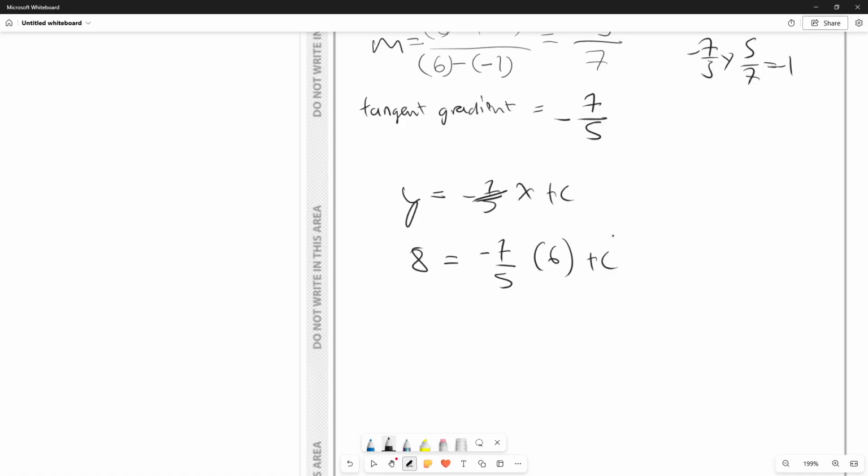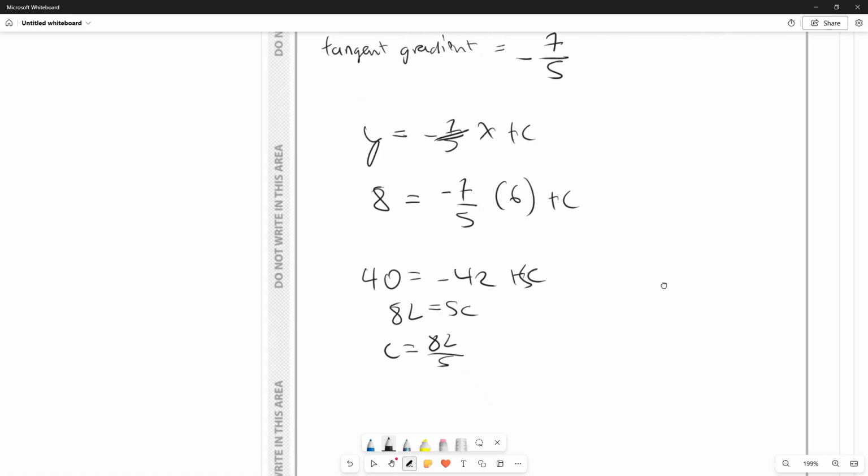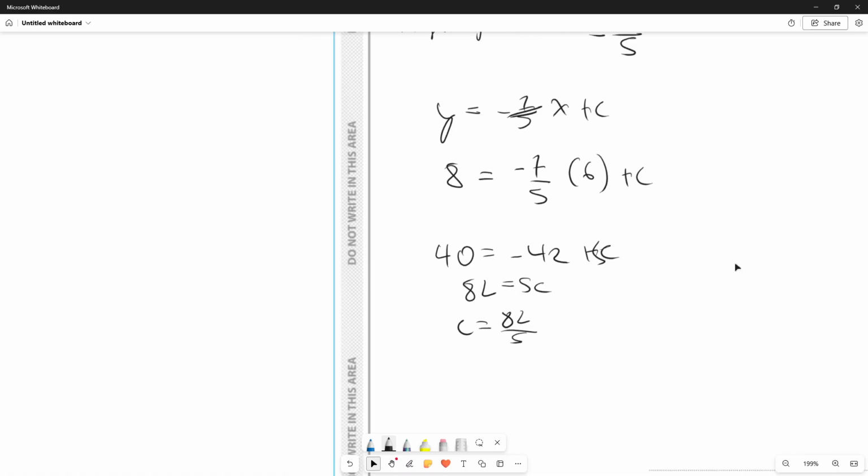So what do we do next? Here I would multiply by 5. So 40 is equal to minus 42 plus 5c. We get 82 equals 5c. So c equals 82 over 5. I was just rearranging and simplifying there. Hopefully you can see how that equation comes to life, or how to get the c.